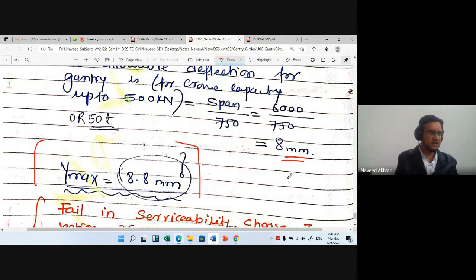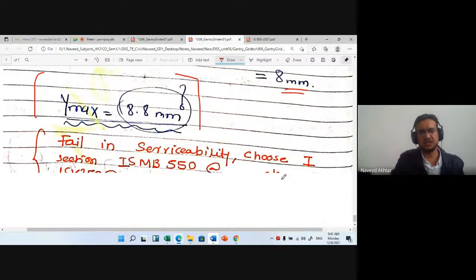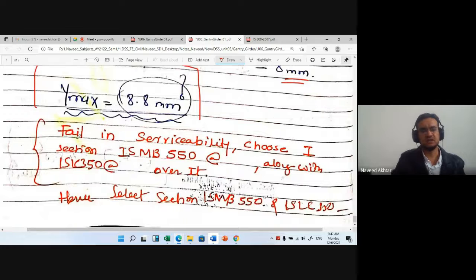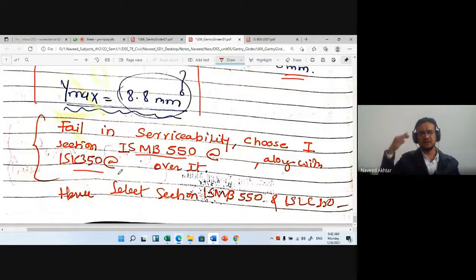स्ट्रेंथ में सेफ है लेकिन कहाँ फेल हो जा रहा है? सर्विसिबिलिटी कंडीशन में. तो आपको क्या करना पड़ेगा? Again you have to revise the section. So same in serviceability, choose I section ISMB 500 along with ISMB 350 over it, and then you can again do the calculation and check for strength and check for serviceability.